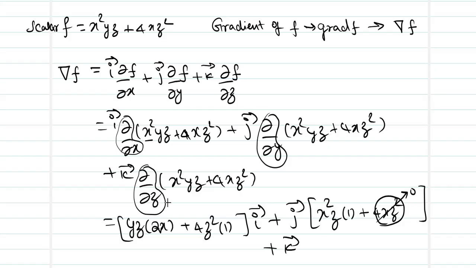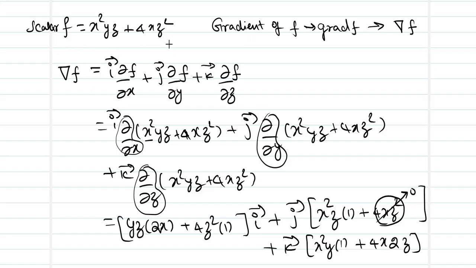And for the last term, with respect to which variable are we going to differentiate? With respect to z. What is the role of x and y? x and y are constant. So x square y is kept as a constant. z on differentiation is 1, plus 4x is kept as a constant. What is z square on differentiation? This gives me 2z. So this is going to be called the gradient of the scalar f.